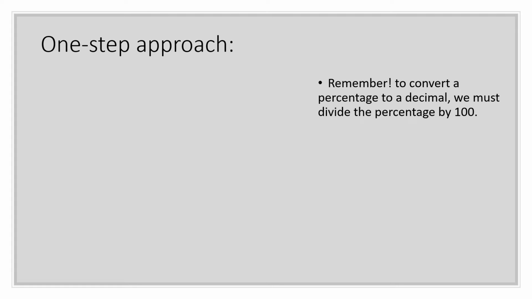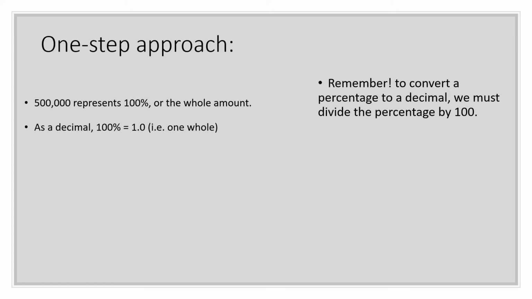Now there is another way of working this out. This way involves just one step, so is quicker, though it might be a little bit harder to get your head around. To do it this way, you need to understand that the initial 500,000 represents 100%, or the whole amount, and that another way of writing 100% is as a decimal, as 1.0 or 1 whole.